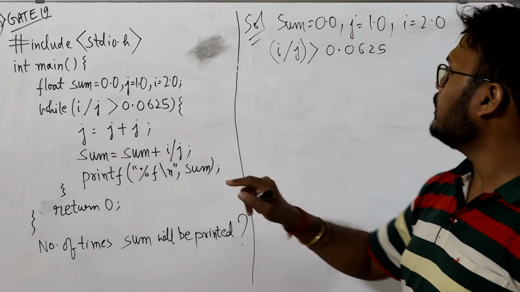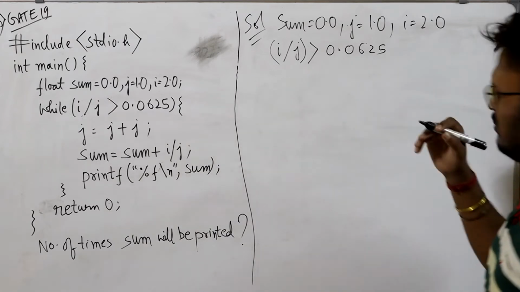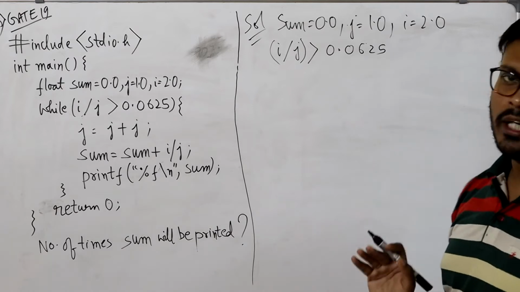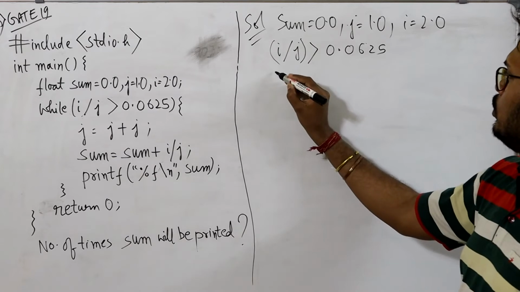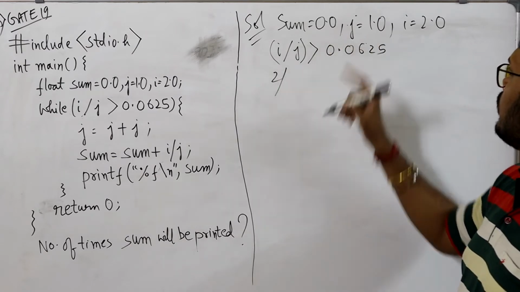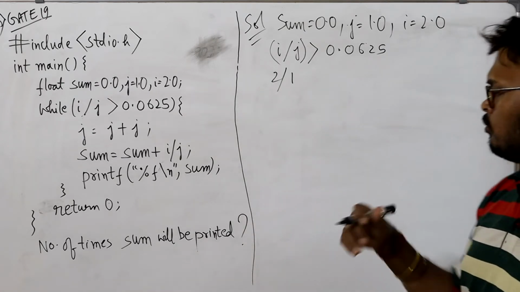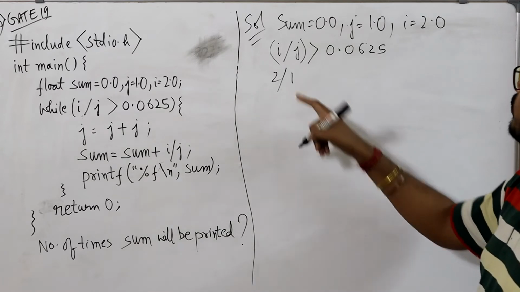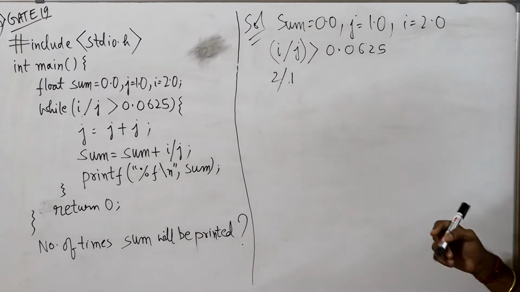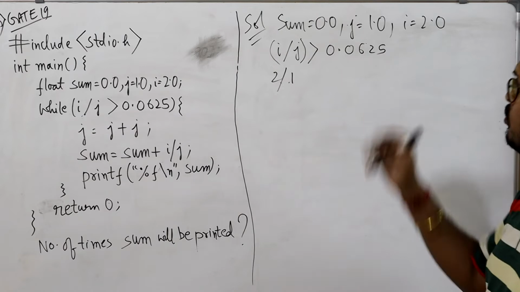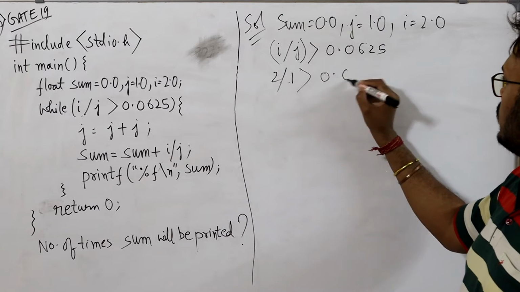So here you see i by j. What is the value of i? The value of i is 2.0. Rather than writing 2.0, just write 2, for your convenience. So 2 by, what is the value of j? 1. I am not writing 1.0 here. So 2 by 1 is 2. Fine. So 2 greater than 0.0625. Yes, it is greater.